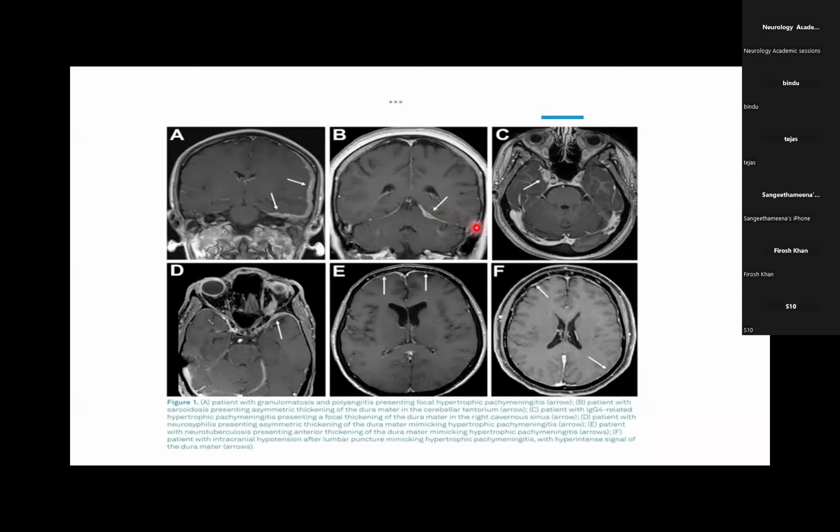And the third one is showing enhancement of the cavernous sinus, in an IgG4 related disease patient. And the fourth one is of a neurofibromatosis patient, which is showing an isometric thickening involving the left convexities.